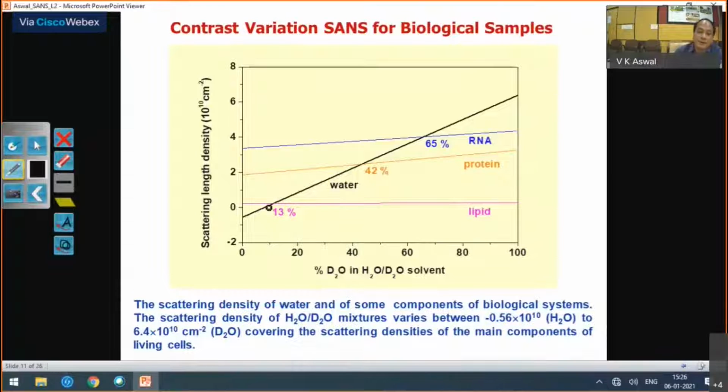So for example, for lipid, if you have 13% of D2O in the H2O D2O solvent, your lipid will be invisible. So your scattering length density of lipid will become close to that of the solvent. In the case of protein, it is 42%. And for RNA, 65%. So if you do the experiment for different percentages of D2O in H2O D2O, you can systematically separate these components, and it would be easier to find the complex structure of biological samples. Many studies in this field have been carried out using isotope contrast.